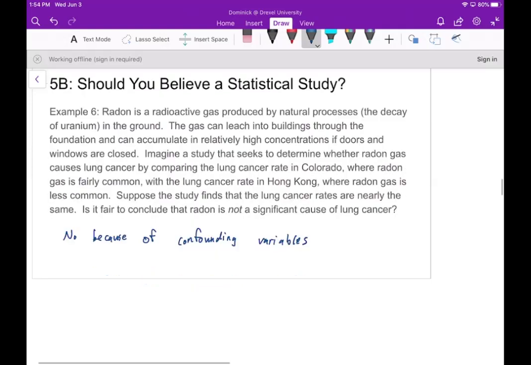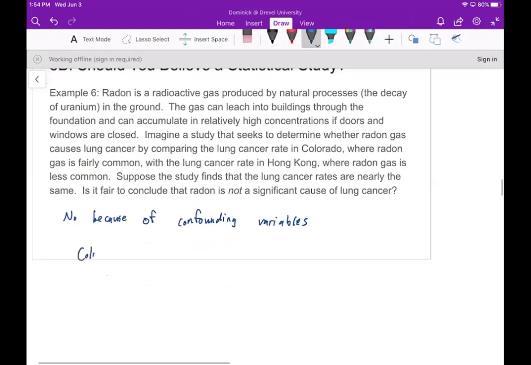Right? So, for example, maybe in Colorado, do they have more smokers? Right? Maybe access to medicine in Colorado is not as easy as it is in Hong Kong, right? So there's potential confounding variables here. So that's what we need to keep in mind.